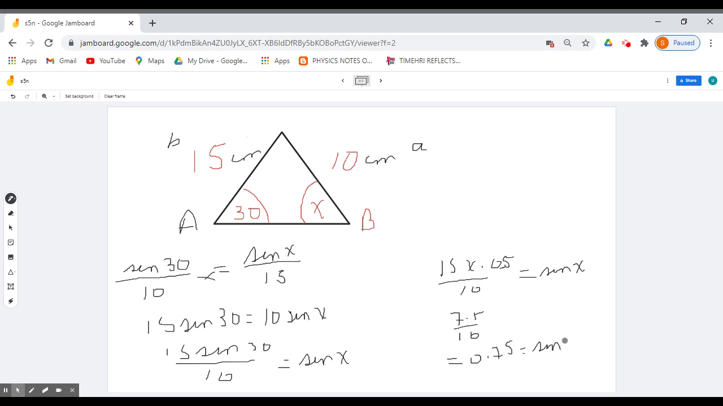But we notice 0.75 is not an angle. So to convert it to an angle, you're just going to put the sine inverse. The sine inverse of 0.75 is going to give us the angle, which is 48.59 degrees.